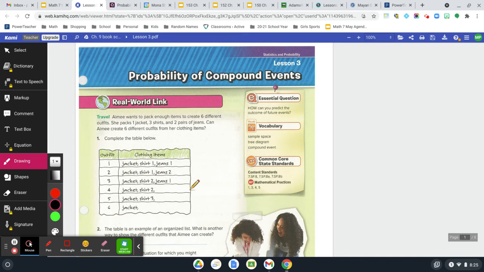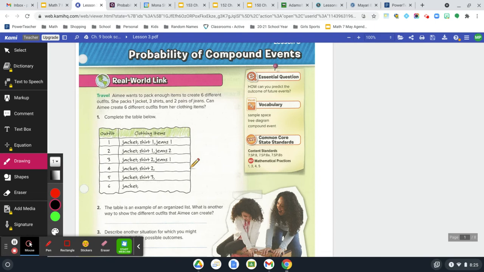Amy wants to pack enough items to create 6 different outfits. She packs 1 jacket, 3 shirts, and 2 pairs of jeans. Can Amy create 6 different outfits from her clothing items? So number 1 says complete the table below.